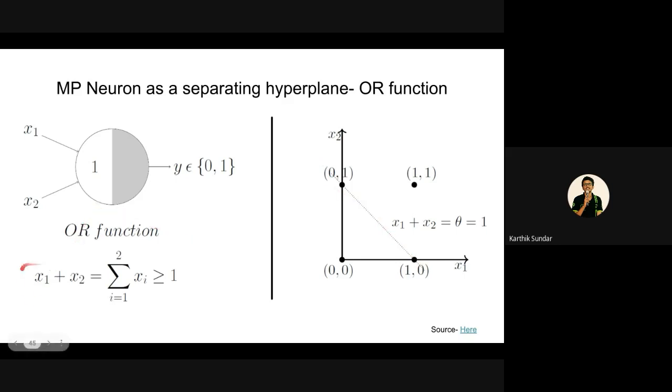Because if x1 plus x2 is greater than or equal to 1, output is 1. If x1 plus x2 is less than 1, then output is 0. So what it means is, the points on this particular line and above the line are considered as 1, and what is below is considered as 0. That's what this neuron does in a geometric sense.